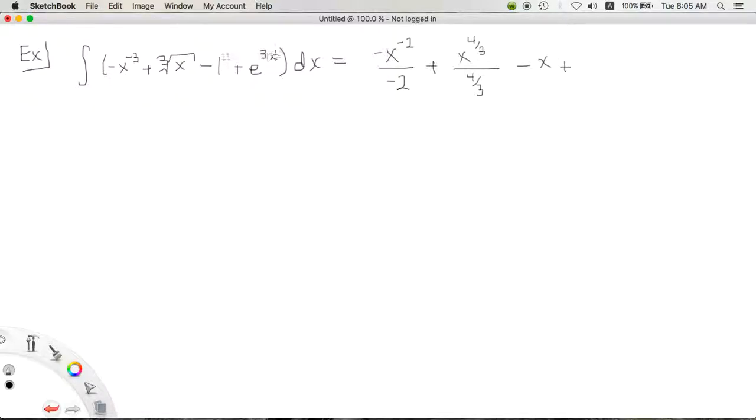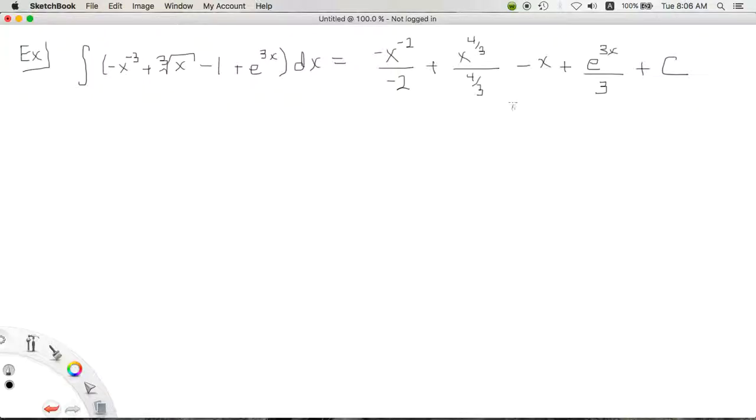And then this last part here is an exponential. If you look at your exponential rule, the second one on your table 6.2, you just rewrite it and then divide by the number in front of the x there. And then we always put our plus c on the end.